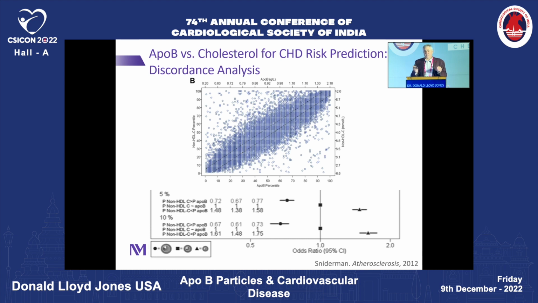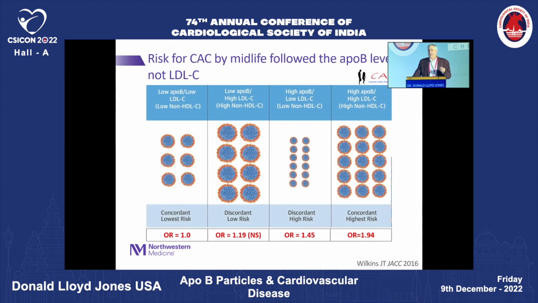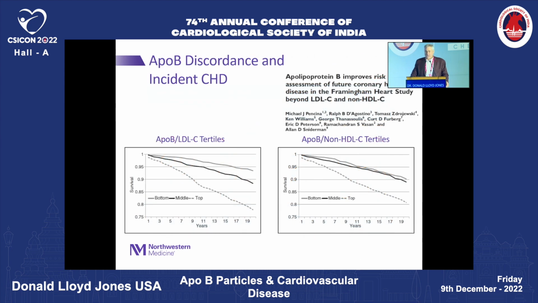The risk in these discordant individuals tends to follow the ApoB rather than the non-HDL cholesterol. And we saw this also in the Cardiovascular study, where in young adults in the lower right quadrant, about 8% had a high ApoB level relatively compared to their LDL cholesterol. And those individuals, as shown here, had higher risk of coronary artery calcium in young adulthood. So the risk, again, tends to follow the ApoB. This was also shown in the Framingham study, where, again, higher ApoB for any given level of LDL or non-HDL was associated with higher risk for events.